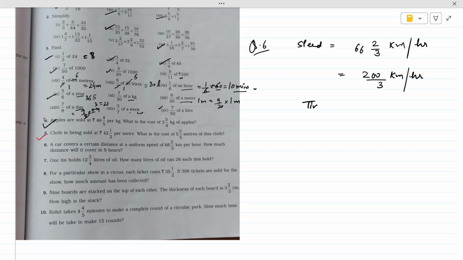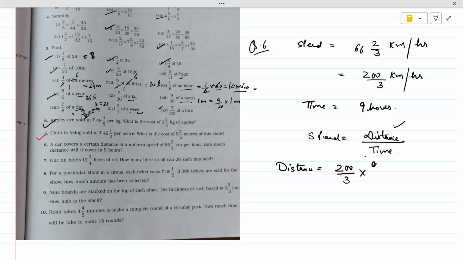Time is given to us as 9 hours. And we know the formula that speed is equal to distance by time. We have done this in grade 5, right? Speed is equal to distance by time. We have to find the distance. So if we multiply speed with time, we will get the distance. Here the speed is 200 by 3, and time is 9 hours. So this is 3 into 3. Distance covered will be 600 kilometers.